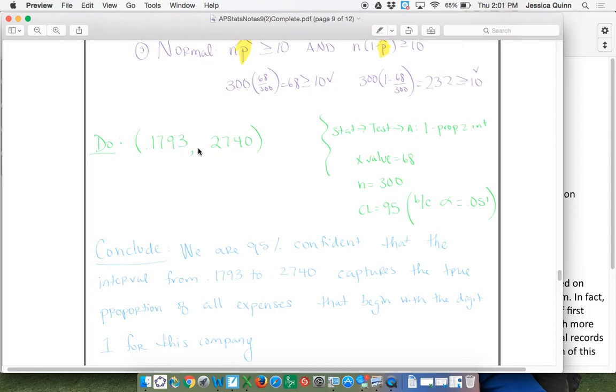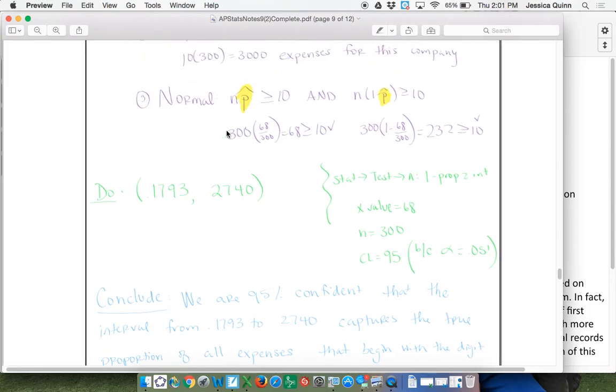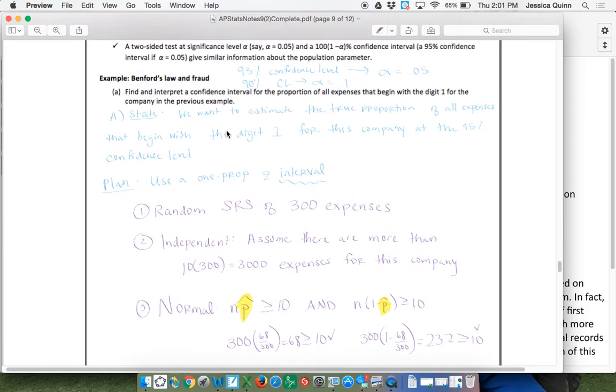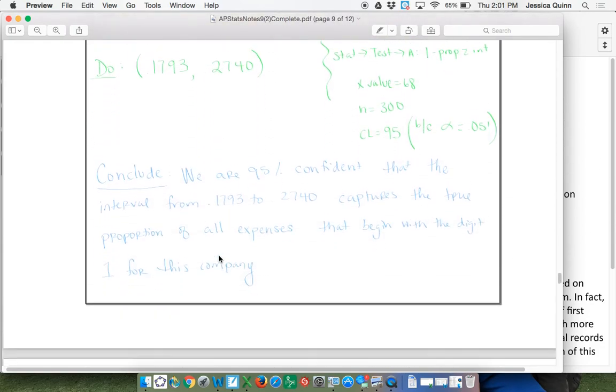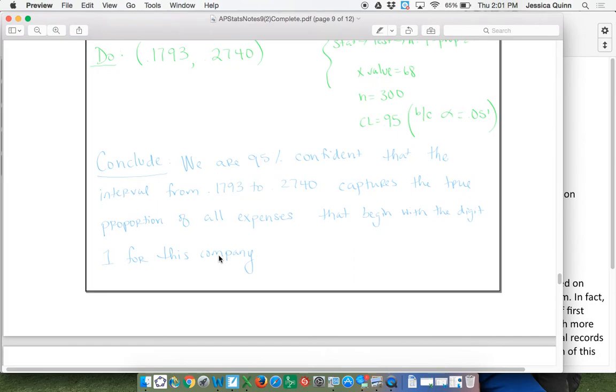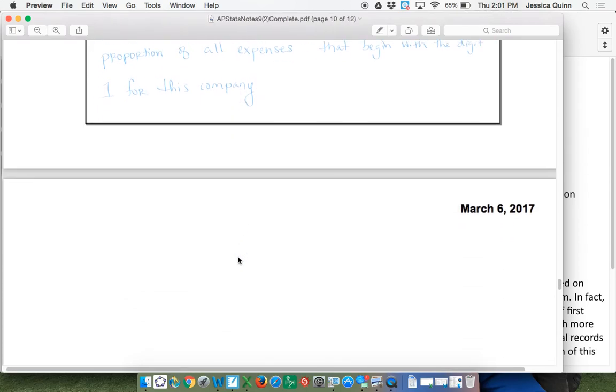So that's the confidence interval. These are plausible values that would not be rejected by a two-sided test. So we are 95% confident that the interval from 0.1793 to 0.2740 captures the true proportion of all expenses that begin with the digit of 1 for this company.